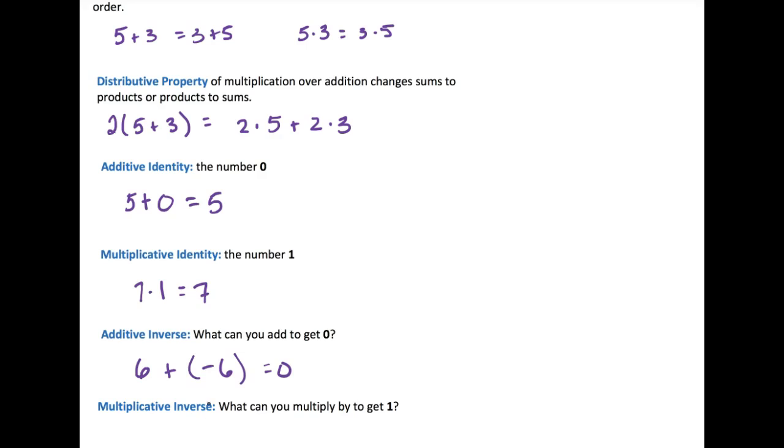Multiplicative inverse is what you can multiply by to get 1. Not 0, it's 1. So it's the identity that you're trying to get to. So what could we multiply 8 by to get 1? Well, we would multiply that by its inverse, its reciprocal, and that would be 1 over 8, and that would give us 1. So those are two very important things to understand right here, the inverses, both additive and multiplicative.